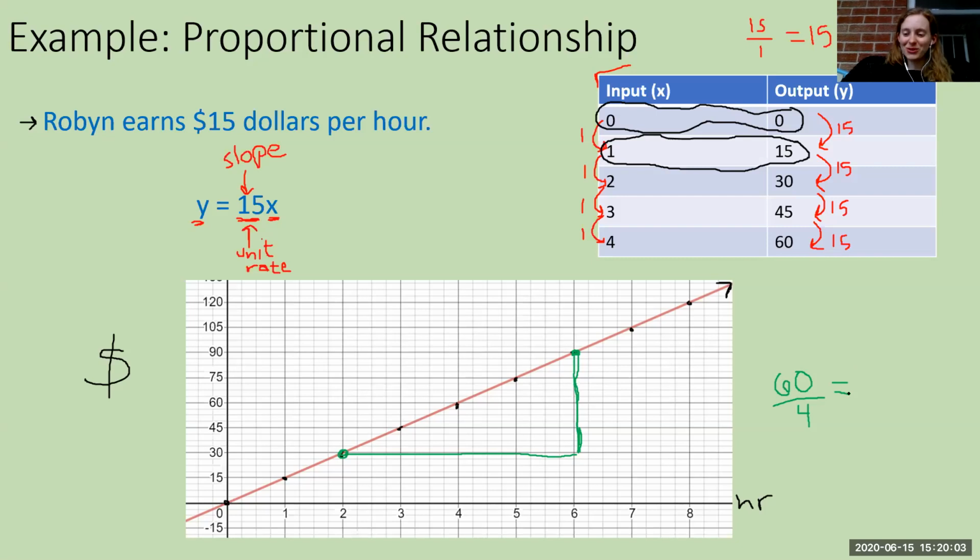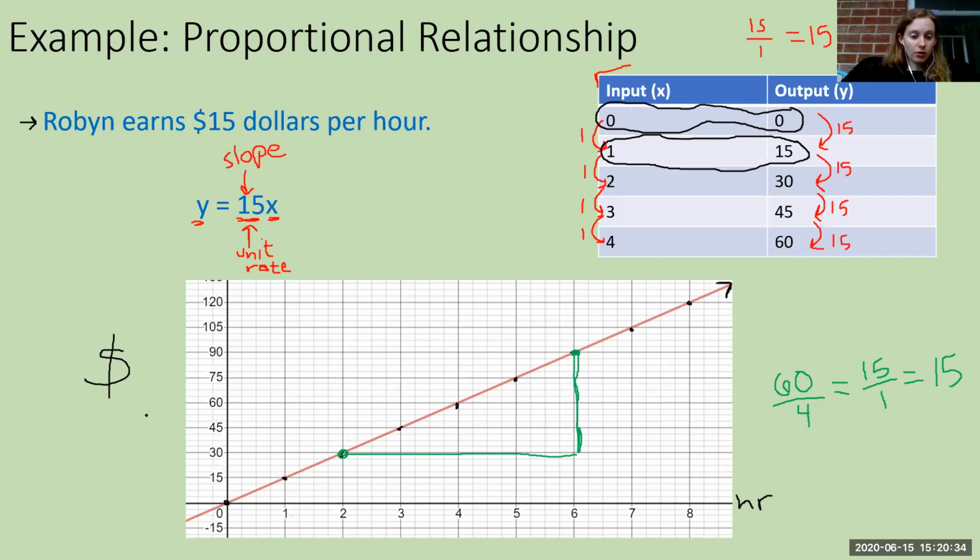So the slope will reduce to 60 over 4. No, the slope is 60 over 4, which will reduce to, well, I can divide the top and the bottom by 4. So it'll reduce to 15 over 1, which will reduce further to 15, which is what we already found, right? Same situation, we should get the same slope.